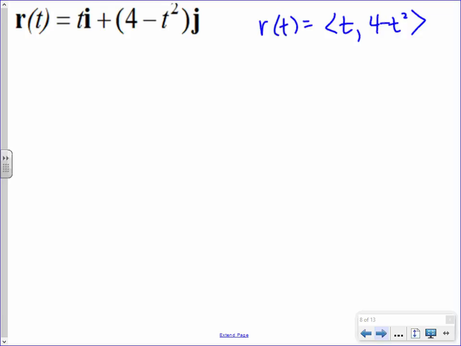So let's talk about r prime. Everybody, what is the derivative of t? Negative 1. Let's try that again. What is the derivative of t? What is the derivative of 4 minus t squared? Okay. Monday, we have some cobwebs.